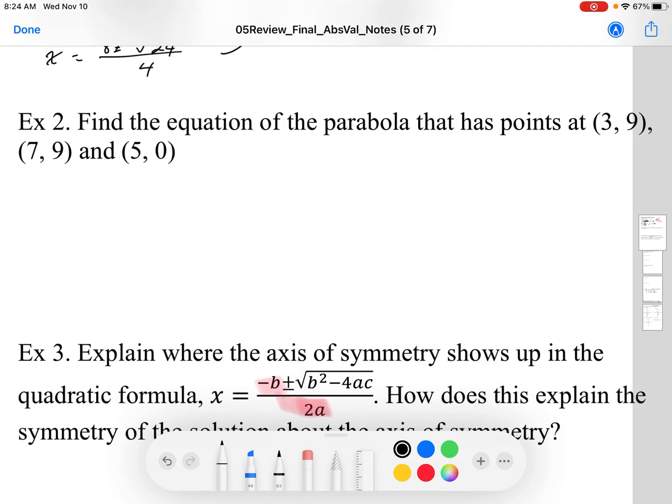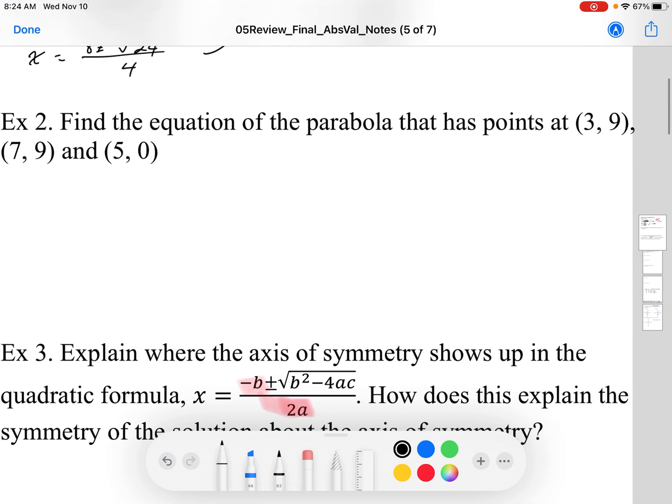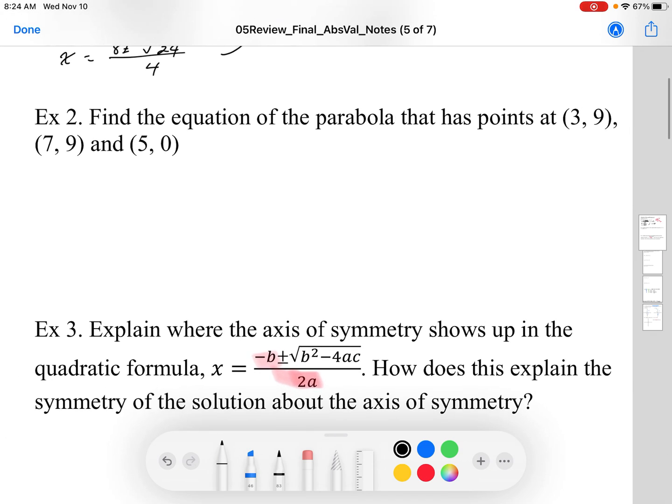For number 2, it says find the equation of the parabola that has points at (3, 9), (7, 9), (5, 0). Now, it's important to recognize, you may not recognize it, but if we take a look at those two points, they have the same y-coordinate, so that means they're symmetrical. The other coordinate is a y-intercept. So it's a good idea to just sketch a quick little picture, just to see what this looks like.